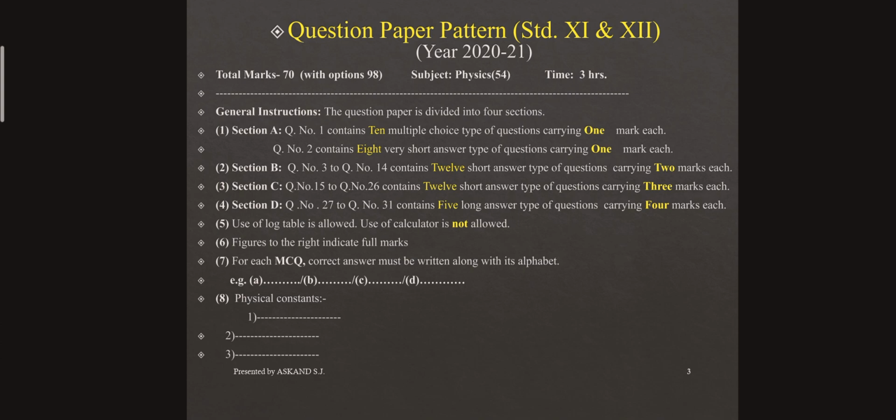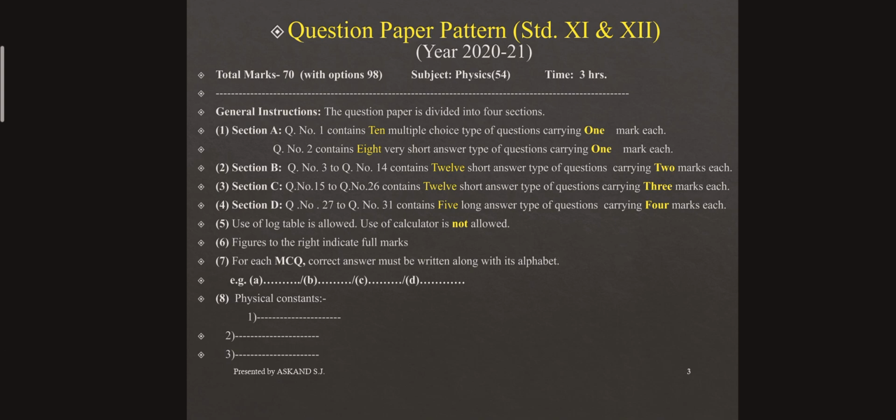Section C starts from question number 15 to question number 26, which has 12 short answer type questions carrying 3 marks each. And the last one is your D section, which starts from 27 and ends at the 31st question. In section D you have 5 long answer type questions which carry 4 marks each.